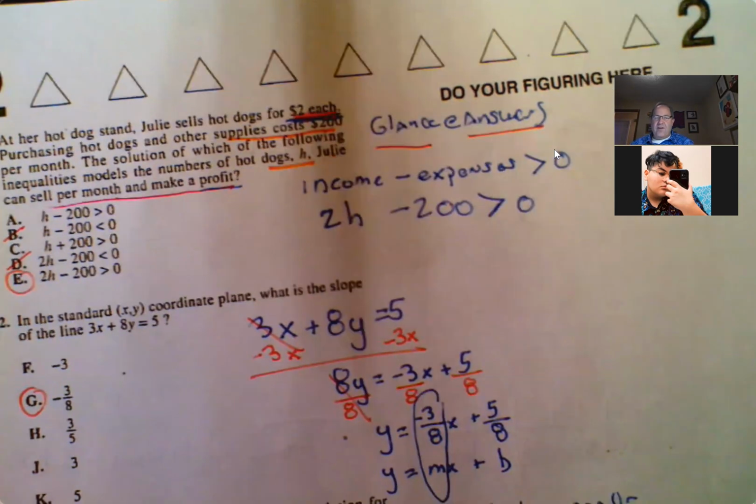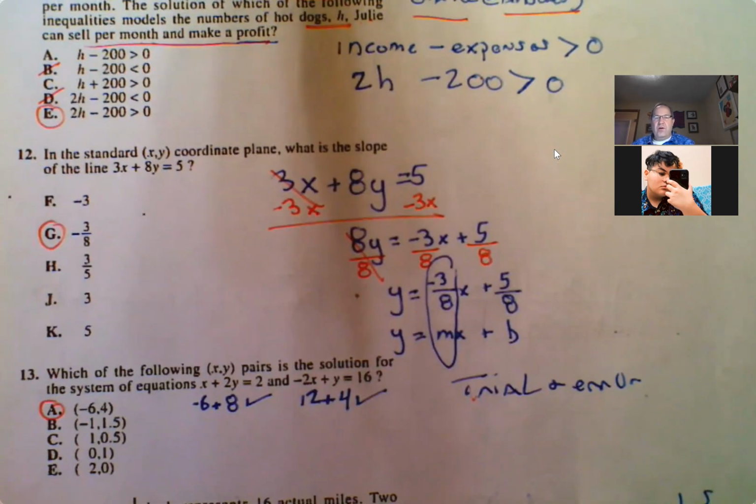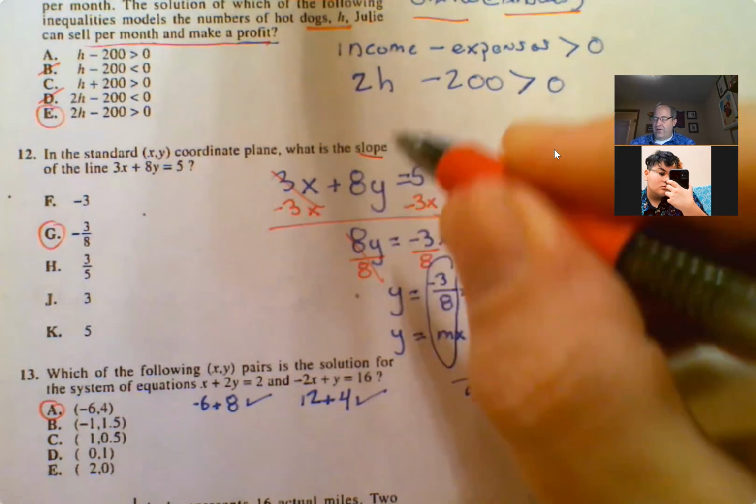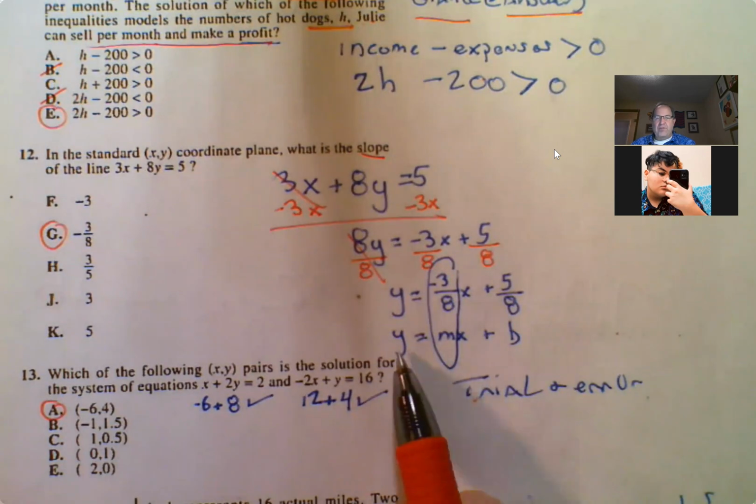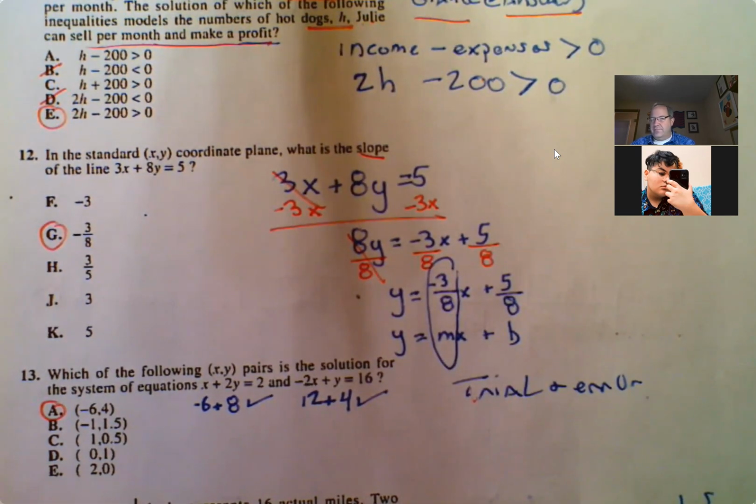Okay, finally, number 12, we get to an algebra 1 problem. What's the slope? Well, solve for y. And remember, y equals mx plus b. So m is negative 3/8. And in algebra 1, that's what we're doing right now.